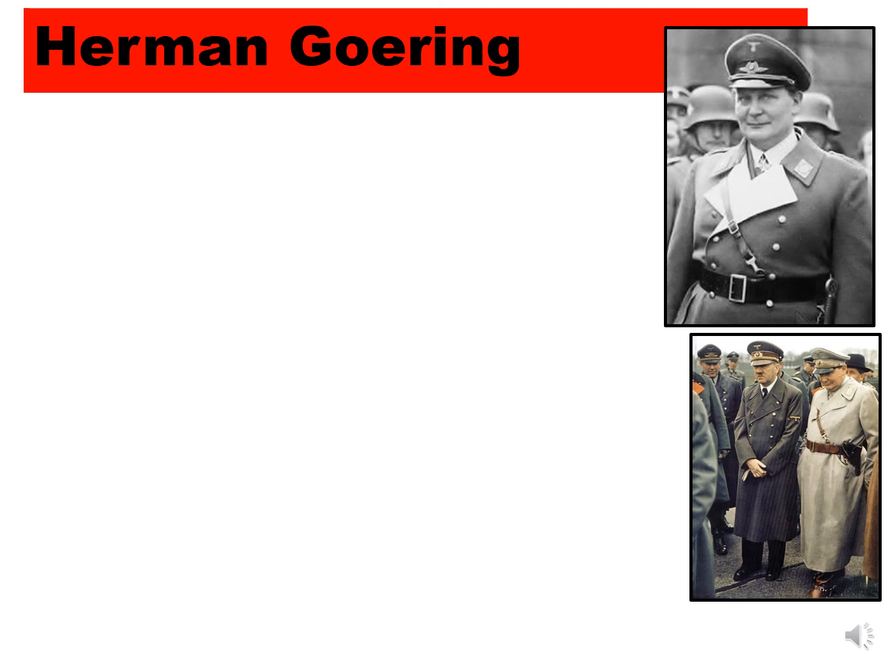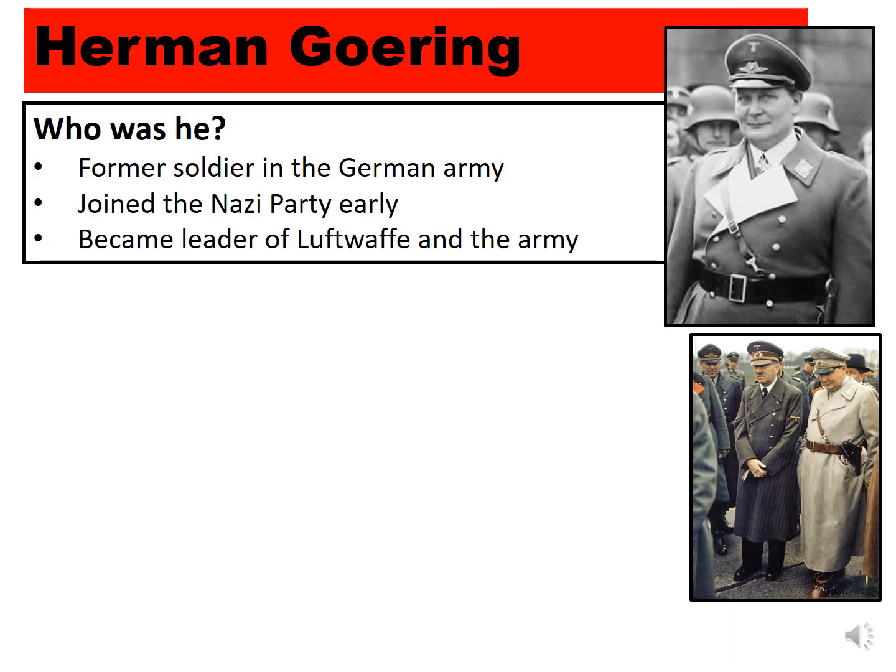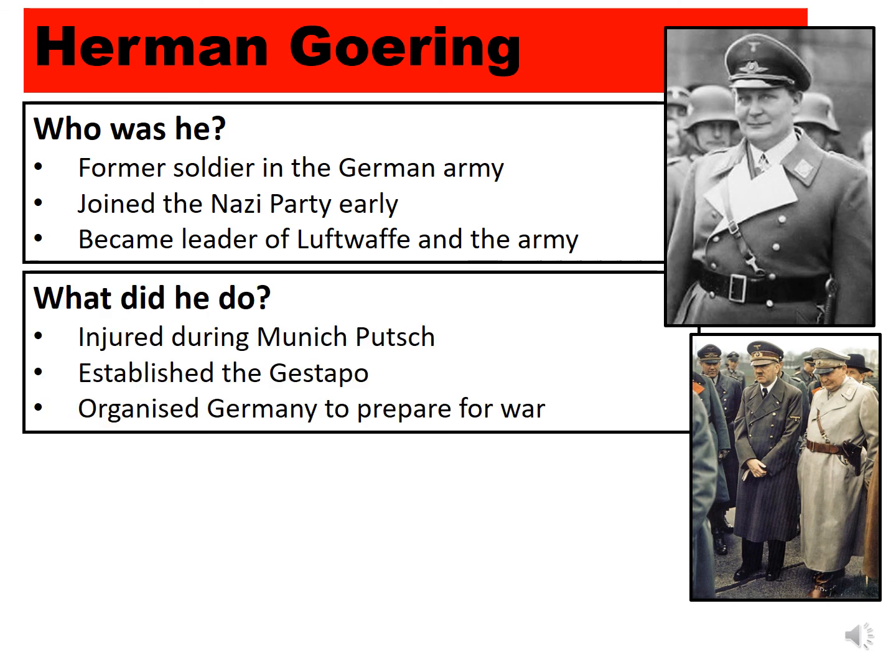And finally, Hermann Goering. Hermann Goering was a former soldier as well, joined the Nazi Party early on, and ends up being in charge of the army and the Luftwaffe, which is the German Air Force. He was injured during the Munich Putsch, which shows his loyalty. You may notice that a lot of these key figures joined the Nazi Party early and had some part to play during the Munich Putsch in 1923.